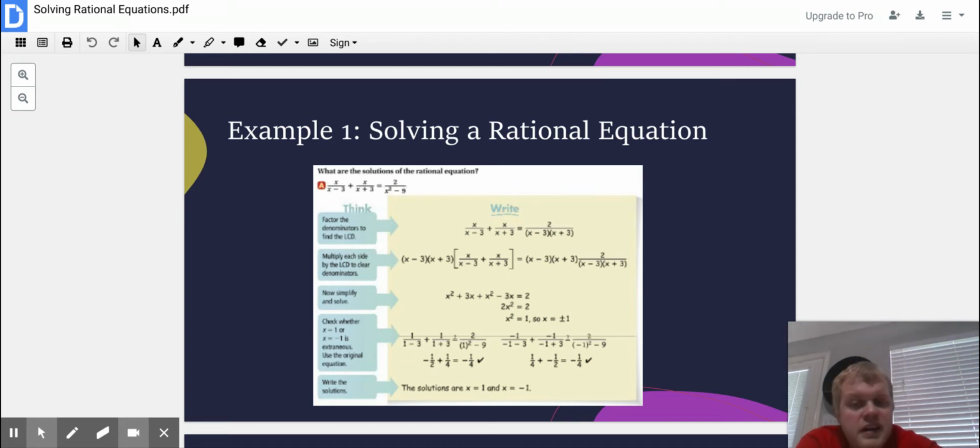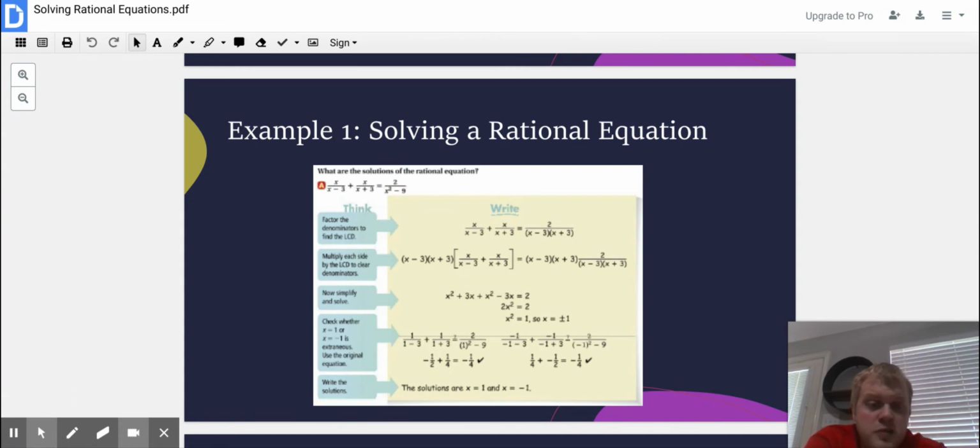So from here, if you type that into your calculator, or if you look at your previous example here, that does check out. You can type these into your calculator once you simplify it, but you have to go back and check. Since these both check out, that means that my solutions to this equation are x equals 1 and x equals negative 1.